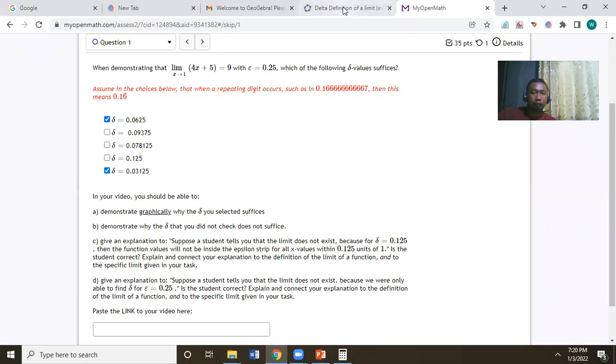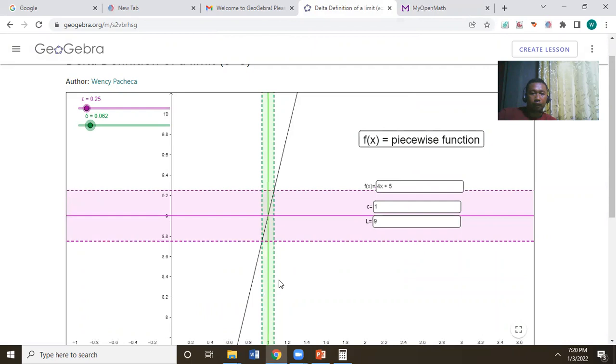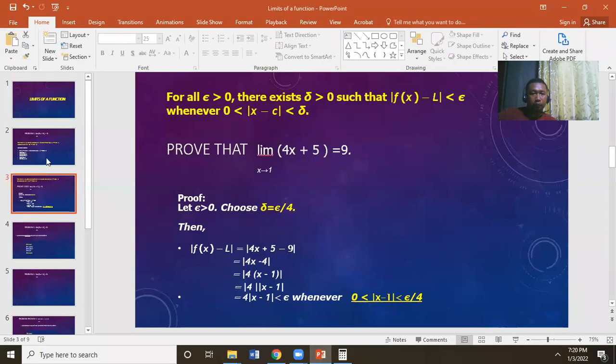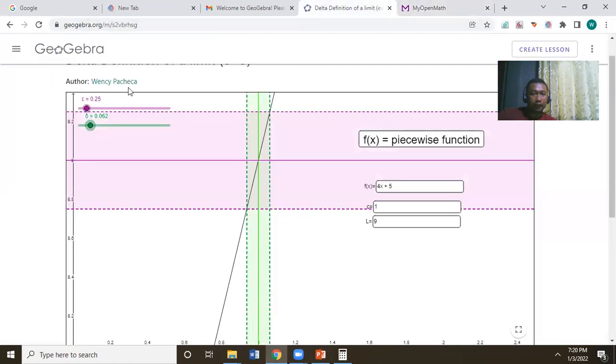Now let's check it on the graph. Here we have the function 4x plus 5 as x approaches 1, and the limit is 9. Let's check the delta 0.0625. In GeoGebra, it's clear that given the epsilon 0.25, the delta interval exists since all parts of the function are inside the epsilon strip.